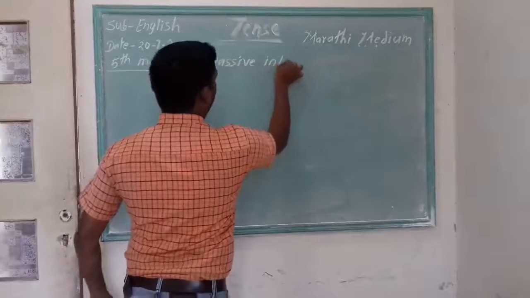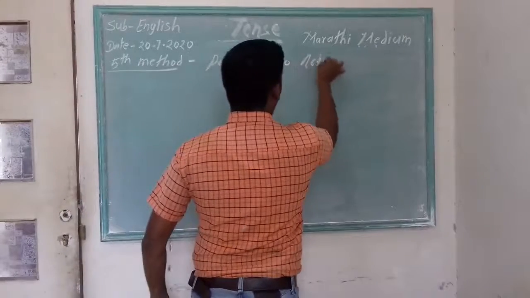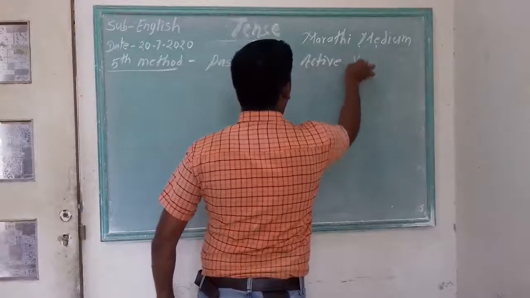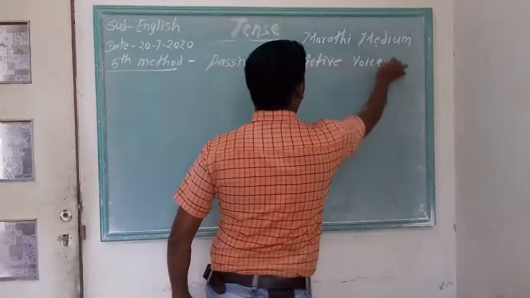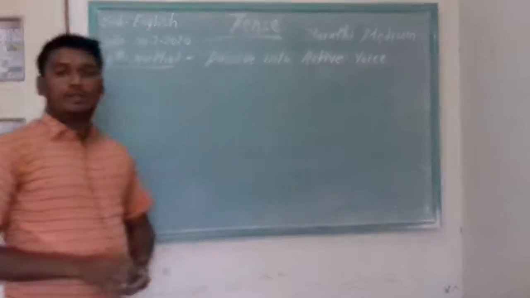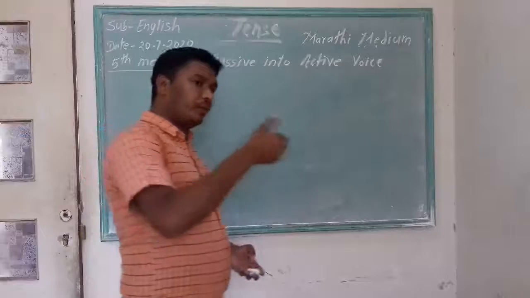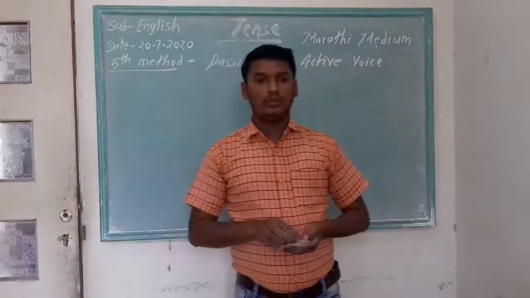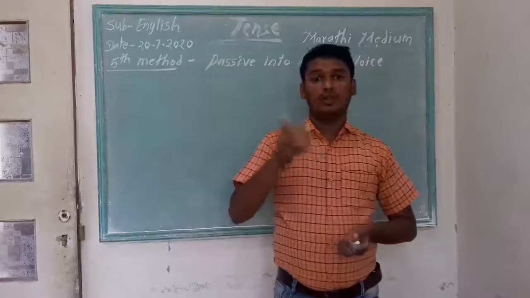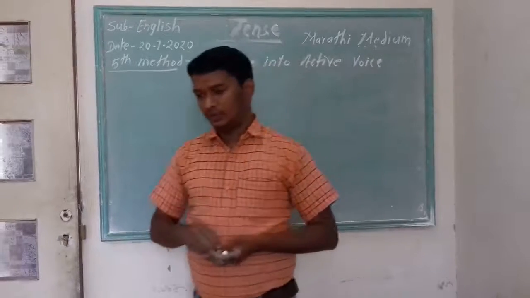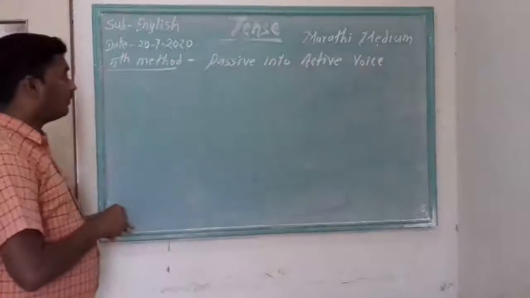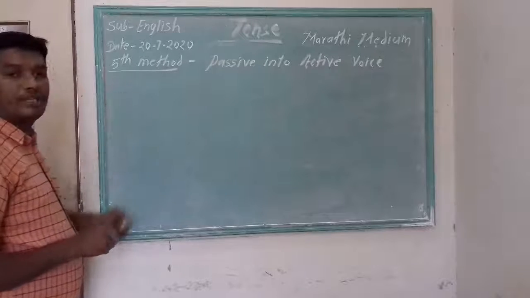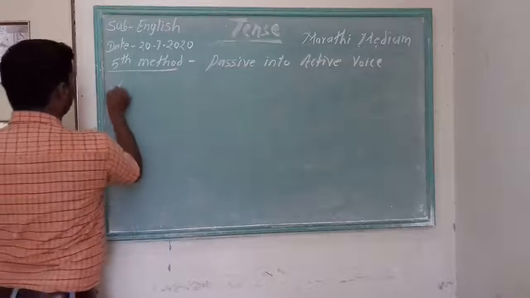Passive into active. Passive into active. In these four methods we learned how to convert active into passive. Now we are going to learn how to convert passive into active. Just wait, I will write some examples.